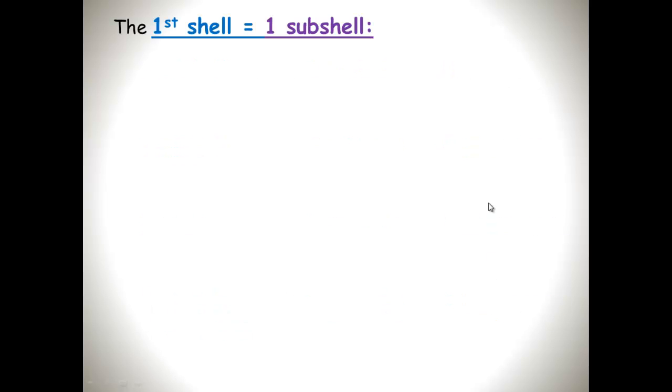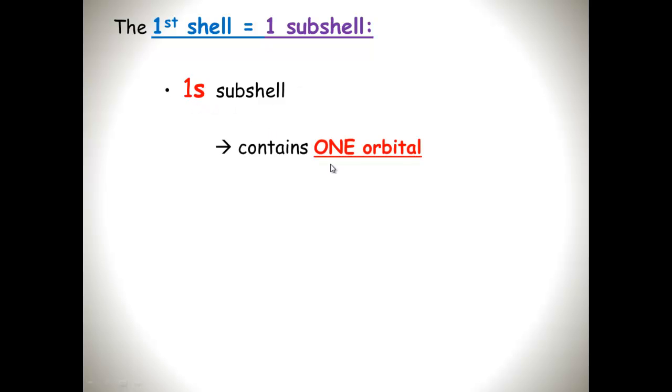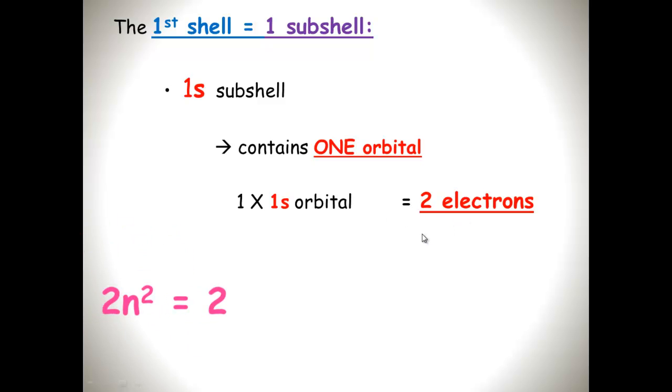So let's have a look at the different shells of an atom. The first shell can have one subshell. It's the 1s subshell. This contains one orbital. 1 times a 1s orbital. Remember, an s orbital can contain 2 electrons. Thus, the 1s subshell can contain 2 electrons. And this fits into our rule and explains why the first shell can hold a maximum of 2 electrons.